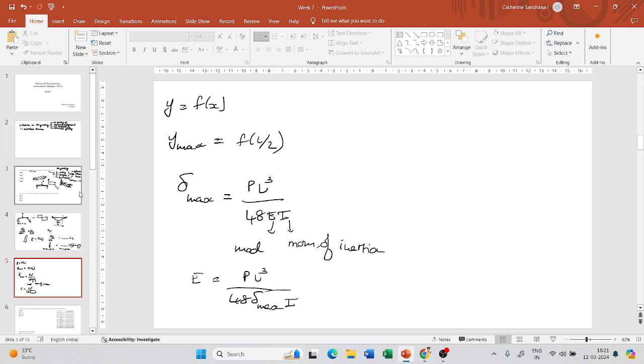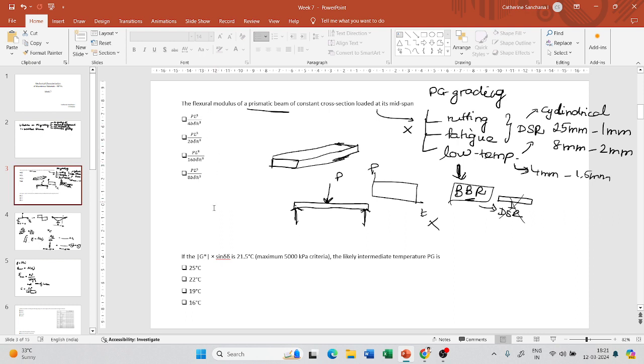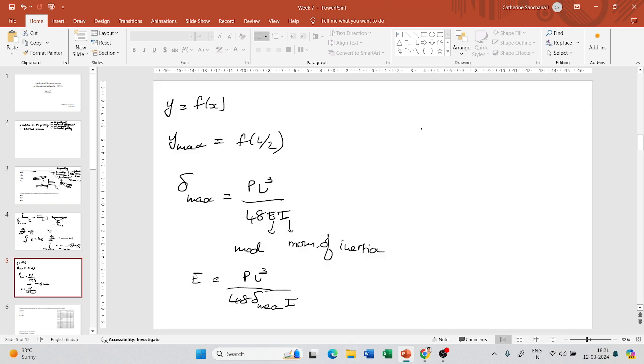Now if you see any of these options, you will never see the term I, which means the value of I has been substituted in this equation. What is the value of I? What is the moment of inertia? For a rectangular beam of breadth B and height h, this is the moment of inertia.